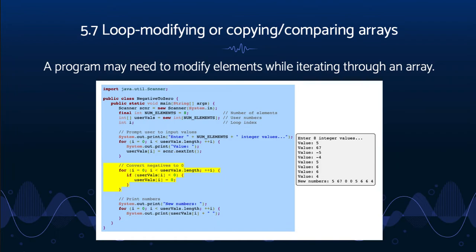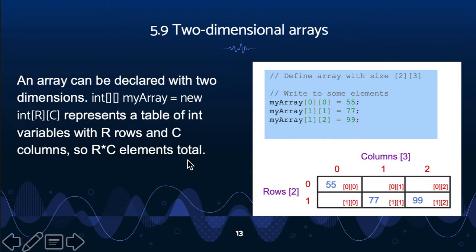Next we have 5.9, two-dimensional array. Basically it is like a box with rows and columns. In this case, the program says my array at location 0,0, this is the row, this is the column, is 55. Next we have row 1, column 1, which is 77. Next we have row 1, column 2, which is 99.